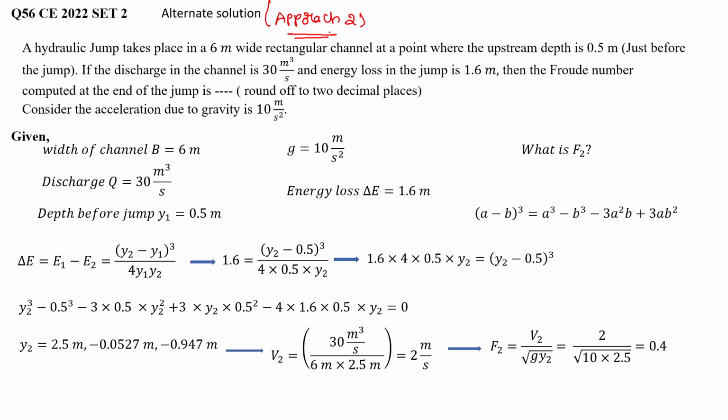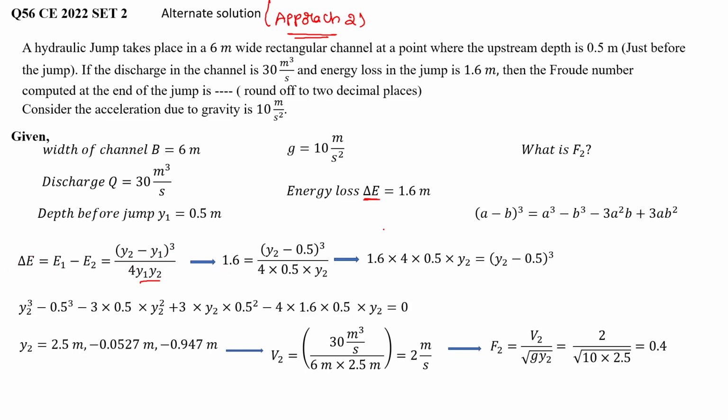Okay, approach 2. So in this approach, we will use the energy loss information which is given to us. As we know, delta E equal to E1 minus E2, which is equal to (y2 minus y1) whole cube divided by 4 into y1 y2. We know this formula from the previous slides. So now substitute the values.